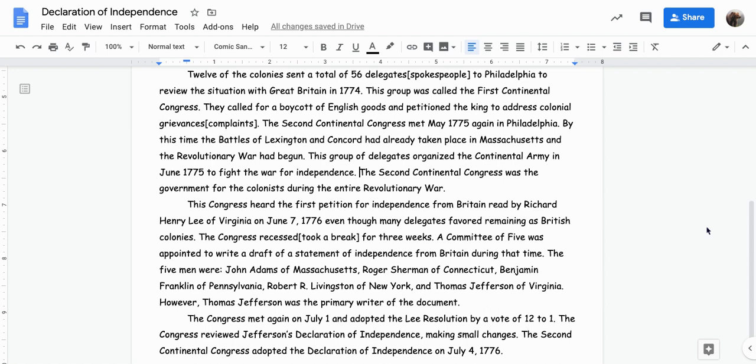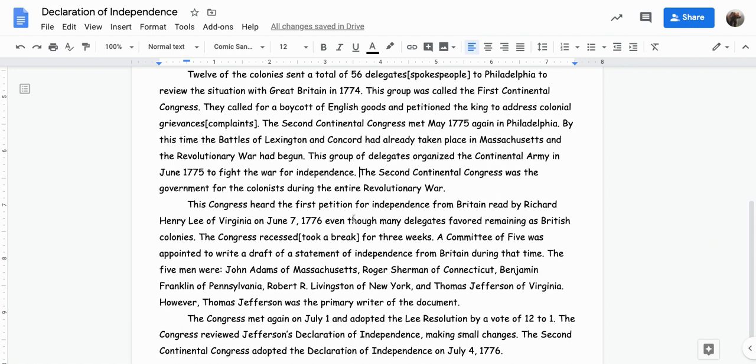So just to give you an overview, there were two different continental congresses. The first group of people met to discuss how they could boycott English goods and petition the king to address any complaints that they had. Whereas the second one was about a year later, after the war had already started. There was the Battle of Lexington and Concord, and they were there to help create an army, the Continental Army. You might be wondering what continental means. Continental really just means across the land, because a continent has many states or countries in it. So it was an army developed throughout the entire American land, all of the colonies combined.